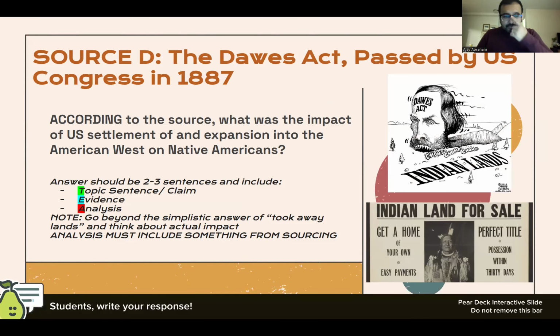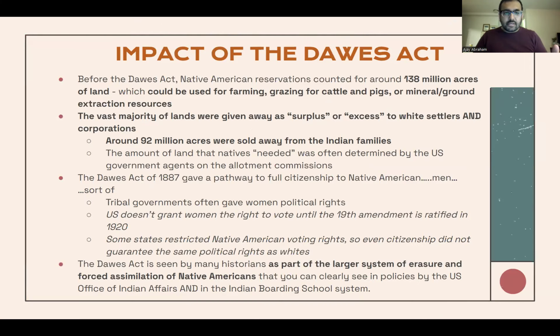So when you're going through the Pear Deck, you would actually talk about those different impacts. Now, just a quick thing, and then we're going to talk next about assimilation. The impact, in terms of numbers: reservations accounted for about 138 million acres of land before the Dawes Act. That was what Native Americans had access to for grazing, for farming, and for mineral and ground extraction of resources. It's very important when we talk about the discovery of oil as well as mineral resources like gold and silver.